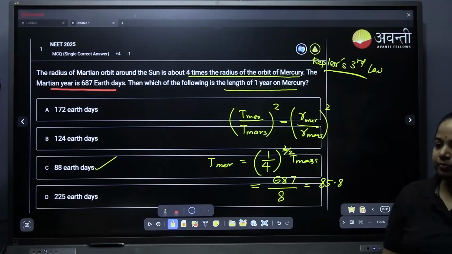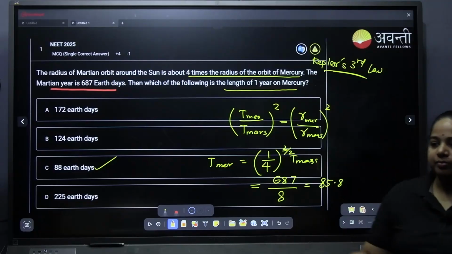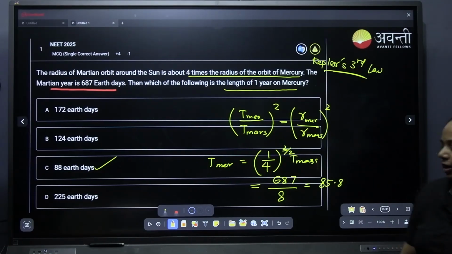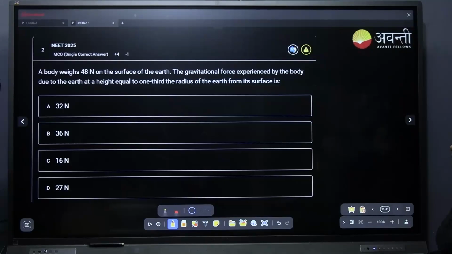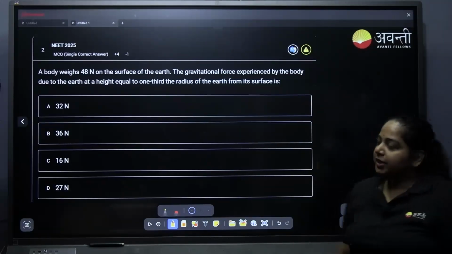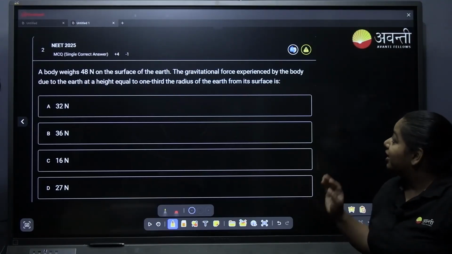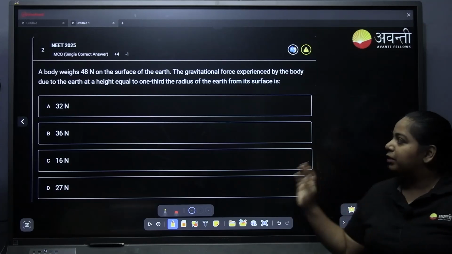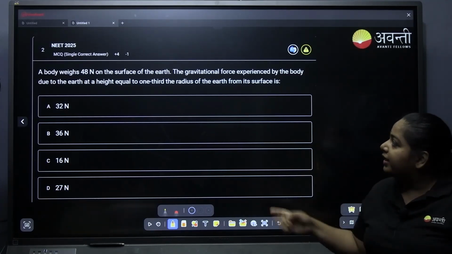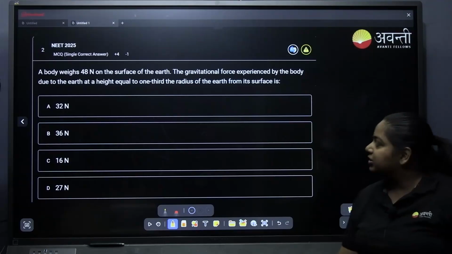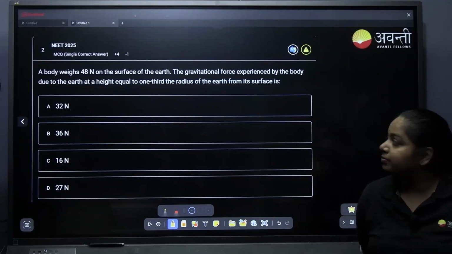Okay. Is that clear for all? Okay. Then we will go to the next question. Next one. A body weighs 48 Newton on the surface of Earth. Find the gravitational force experienced by the body at a height equal to 1/3 of the radius of Earth from its surface.